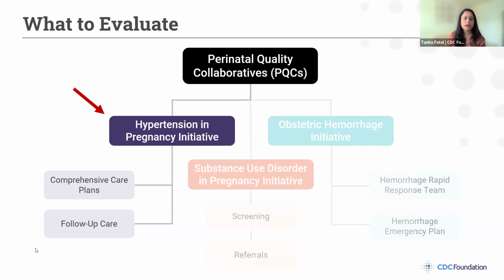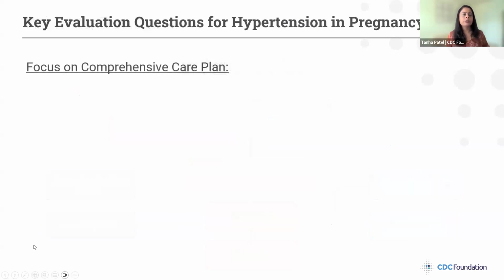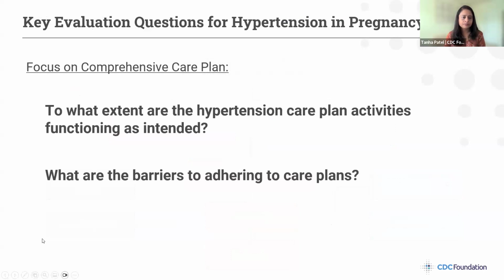We talked about how evaluating all of our hypertension in pregnancy activities is not really realistic. In the last webinar, we decided to focus our evaluation on the comprehensive care plan portion of the initiative. In that webinar, we also identified 2 key questions that will ground the evaluation. The questions are: to what extent are the hypertension care plan activities functioning as intended? And what are the barriers to adhering to care plans?